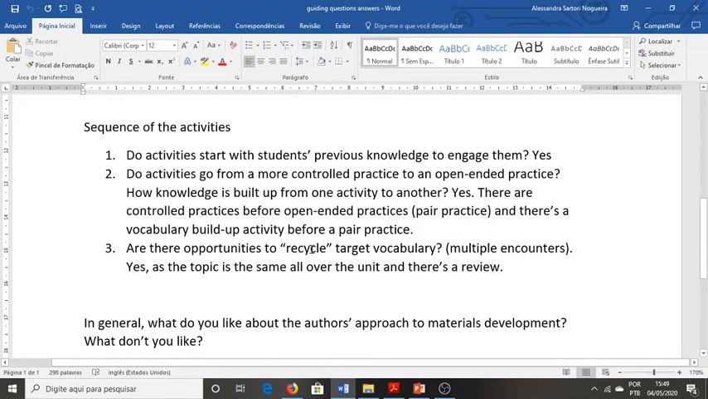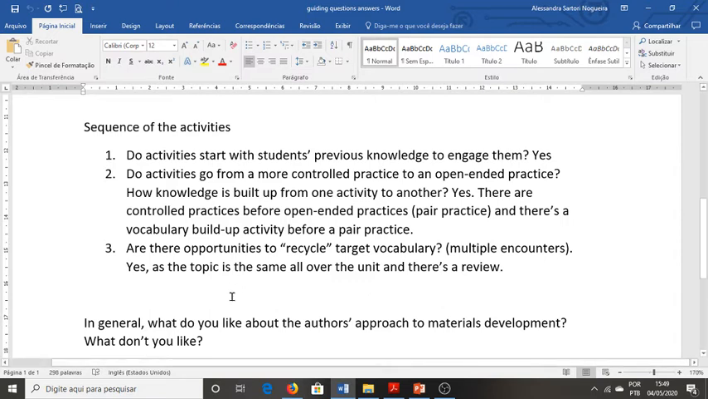Then question number three is, are there opportunities to recycle target vocabulary? Remember that last class I talked about multiple encounters. You know, vocabulary is learned through multiple encounters. You have to see the target word, target expression many times until you memorize them, not memorize, but learn, until you really learn vocabulary.